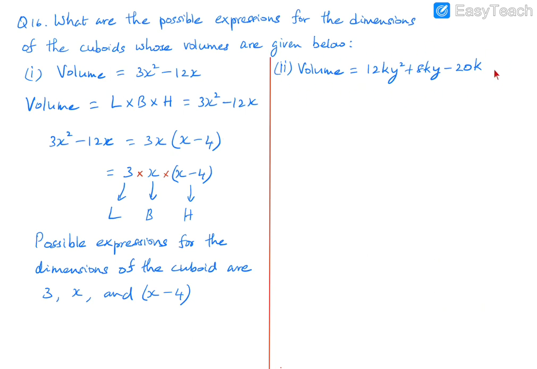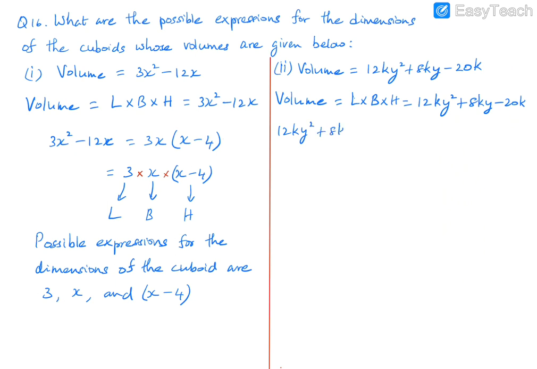Okay, coming to the final problem. It is something similar. Again, we are given the expression for the volume, and we are asked to find the dimensions of the cuboid. So since volume is the product of 3 terms, length, breadth, and height, we need to factorize this into a product of 3 terms, and each of those 3 terms will denote the length, breadth, and height respectively. So again, volume equals length into breadth into height equals 12ky square plus 8ky minus 20k. So now we can factorize 12ky square plus 8ky minus 20k.